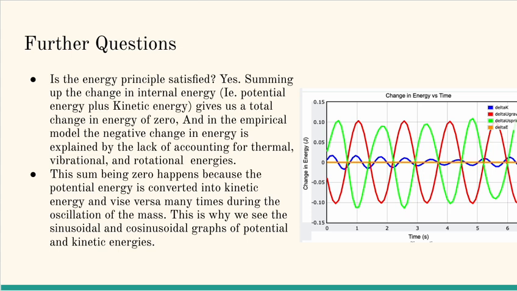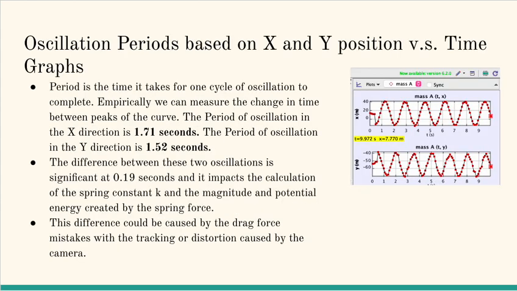So there are some further questions that we have. Is the energy principle satisfied? The answer is yes. Summing up the changes in internal energy and kinetic energy gives us a total of 0. The change in internal energy is the sum of the change in gravitational and spring potential energies, and those are the red and green lines. Summing those up and then also summing that with the change in kinetic energy, which is the blue line that we see here, gives us 0, which is the change in total energy, which the energy principle states should be 0. Therefore, we comply with the energy principle.